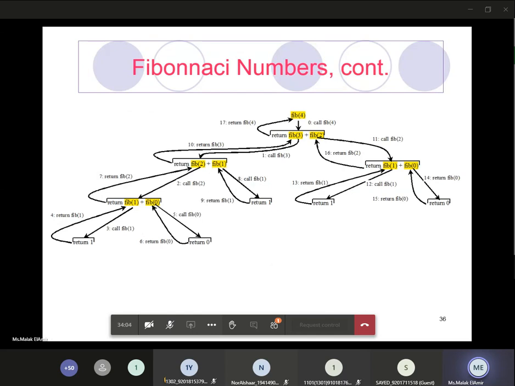Ms Malak, can we have something like this in the final exam? Yes. Yes. Let us start.